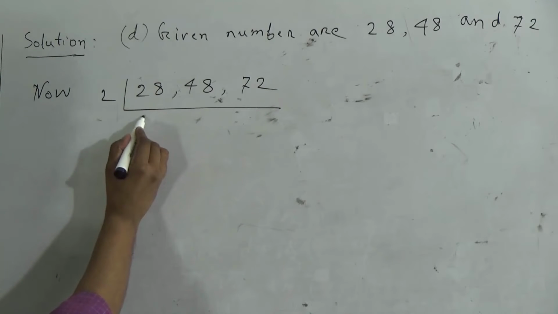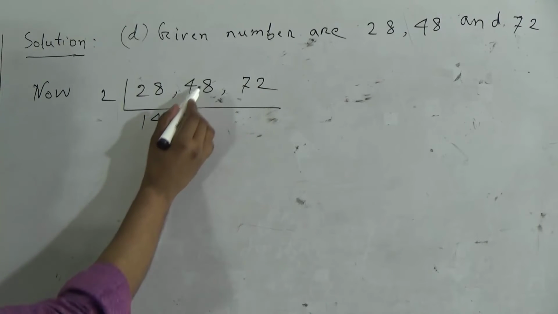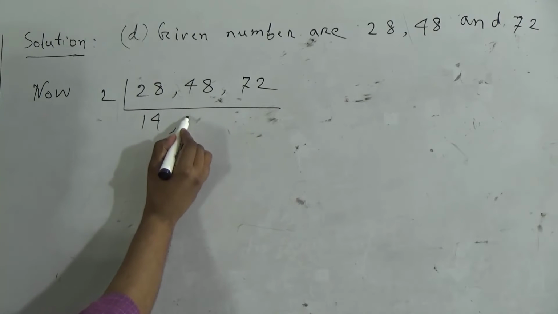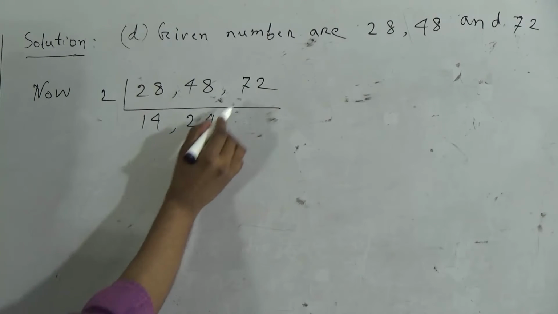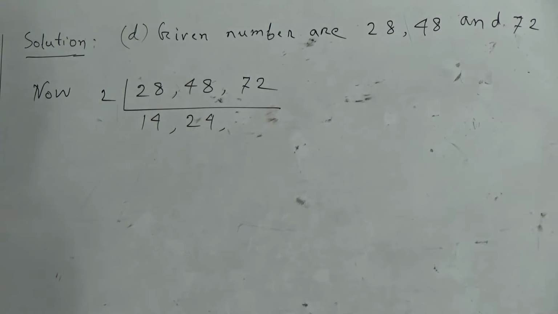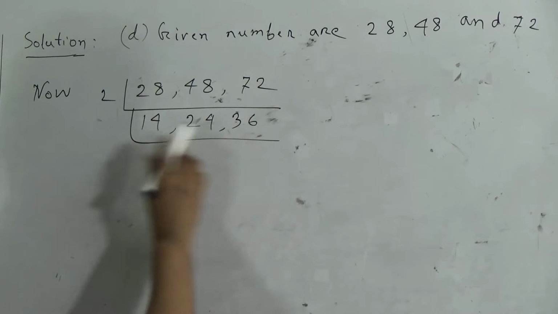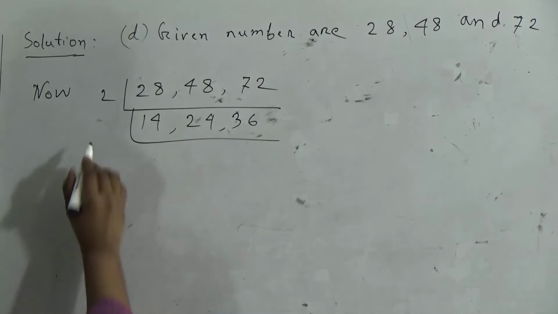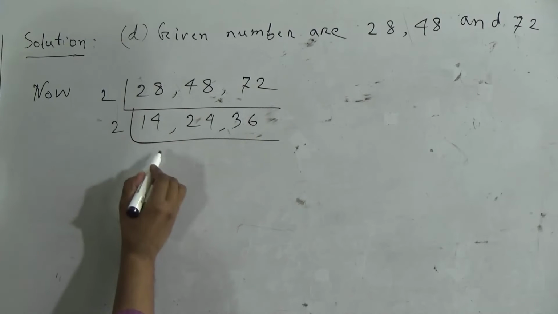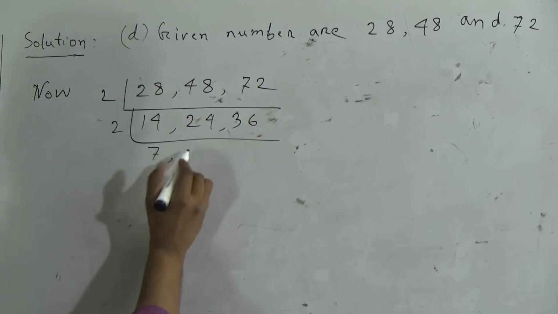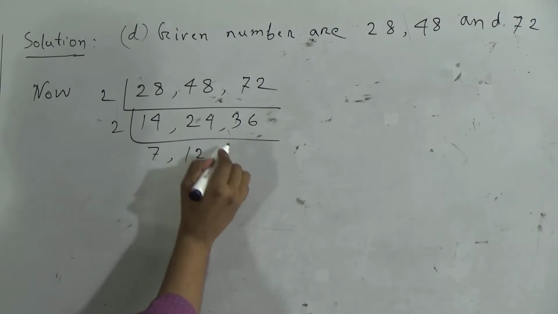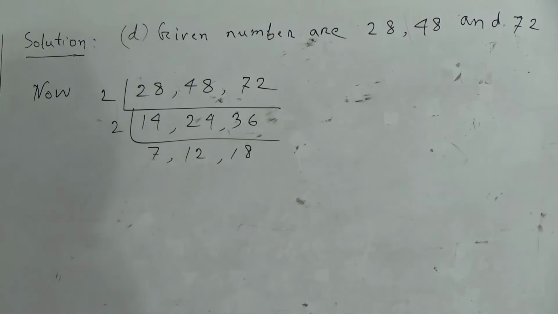If we divide 28 by 2, then it will be 14. If we divide 48 by 2, then it will be 24. And if we divide 72 by 2, then it will be 36. Again we can divide these three numbers by 2, so we'll take 2 again. If we divide 14 by 2, then it will be 7. If we divide 24 by 2, then it will be 12. If we divide 36 by 2, then it will be 18.